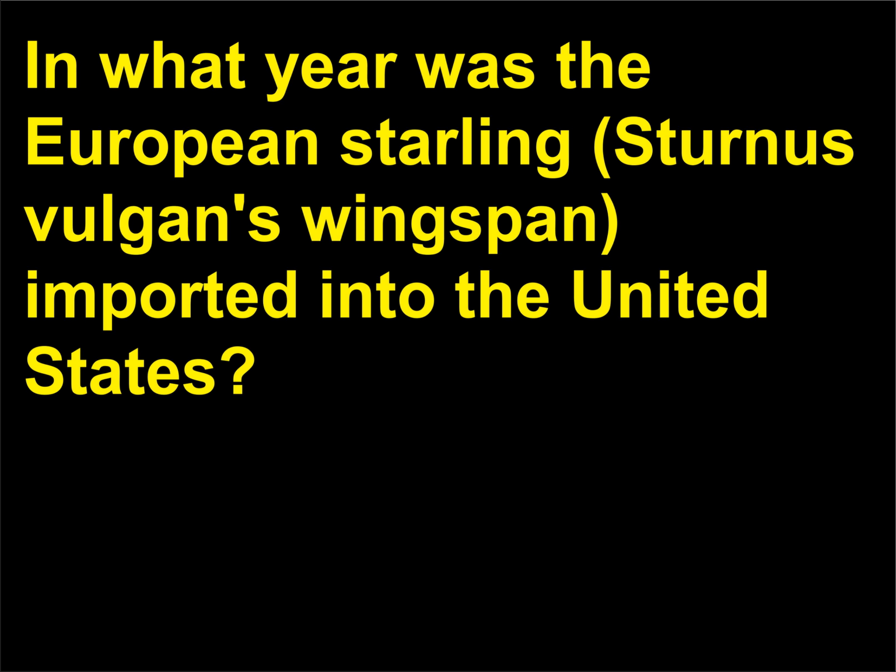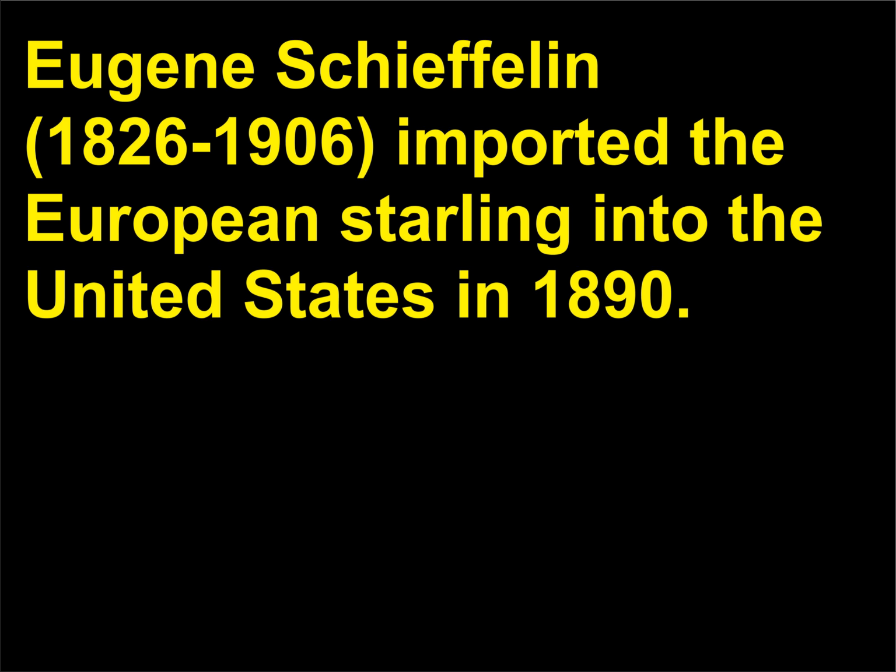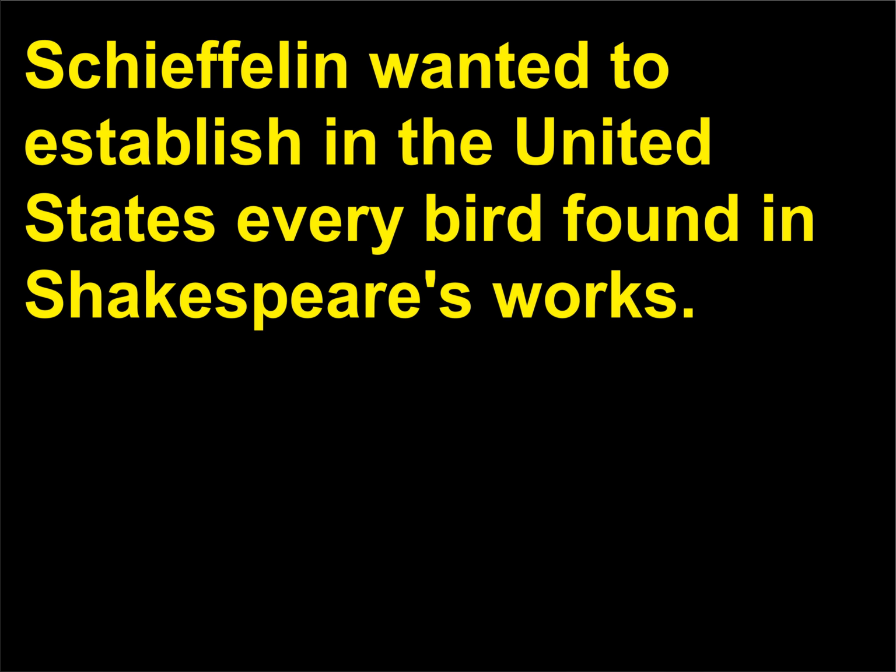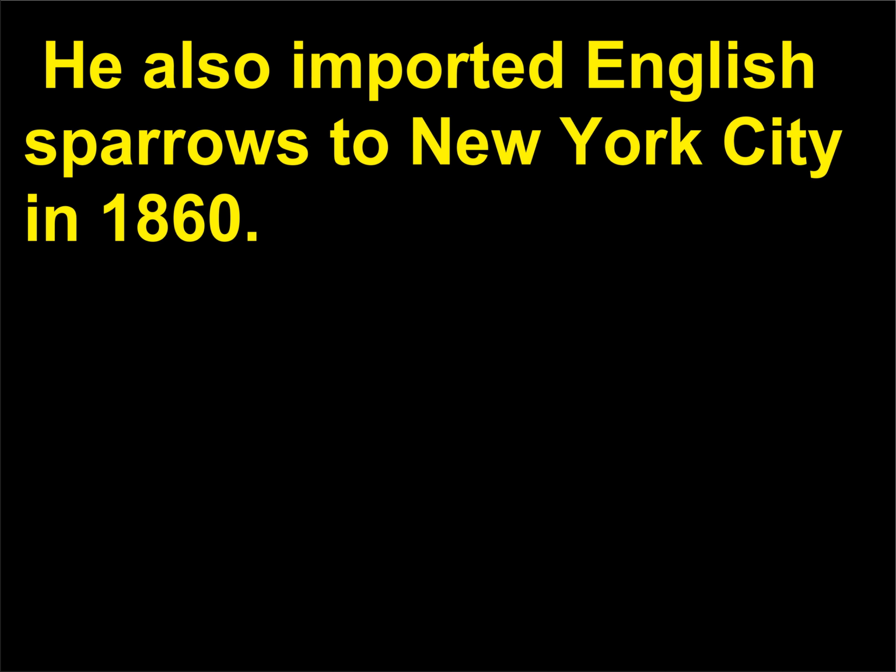In what year was the European starling, Sturnus vulgaris, imported into the United States? Eugene Schieffelin, 1826 to 1906, imported the European starling into the United States in 1890. Schieffelin wanted to establish in the United States every bird found in Shakespeare's works. He also imported English sparrows to New York City in 1860.